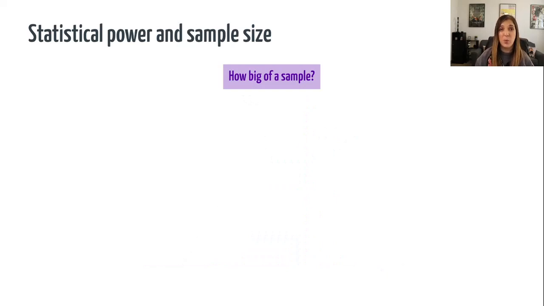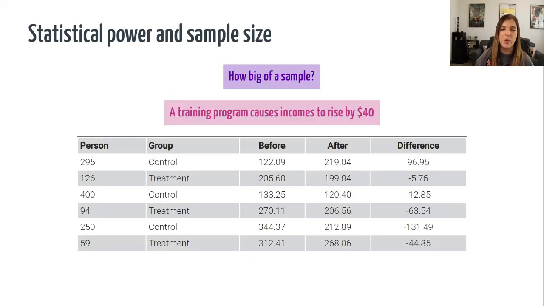So one of those parameters that is most important is how big of a sample do I need, okay? So let's assume that we have a training program that causes the income to rise by $40, okay? So again, we have different people here that were assigned to treatment and control group. You have their income before, their income after, and you can see the difference. You can estimate the effect. And basically you can see that people that were assigned to the training program actually increased their income by $40.